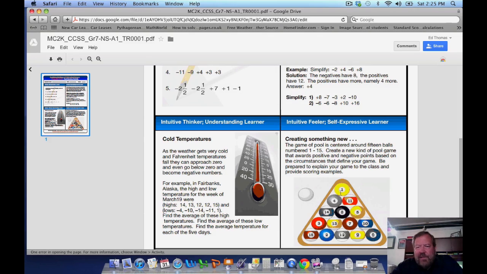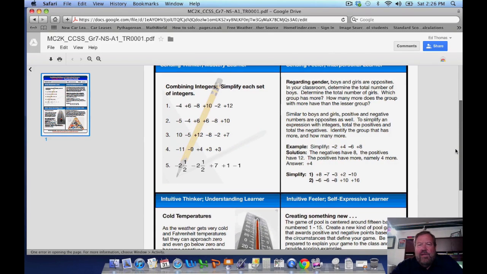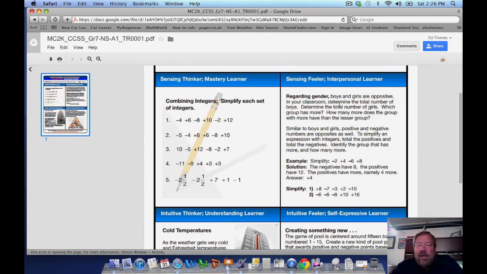For the self-expressive, the creative learner, we're showing a rack of pool balls. And notice some are stripes and some are solids. And so the kids here are challenged to create a game of pool that actually utilizes the concept of integers, positive and negative numbers.